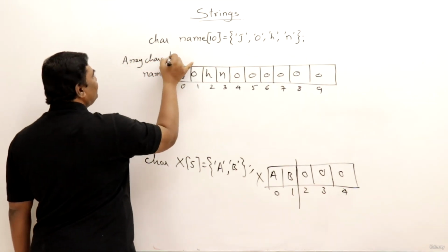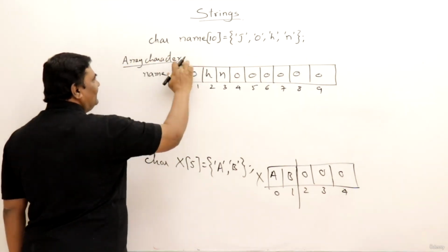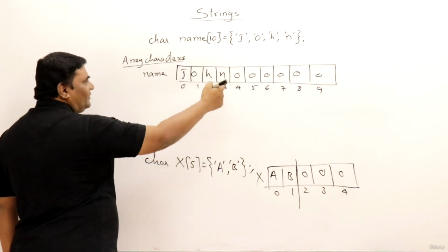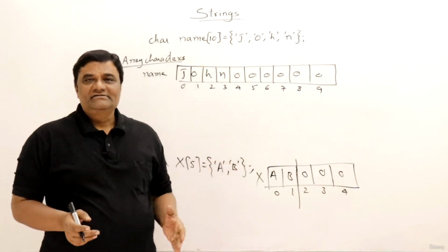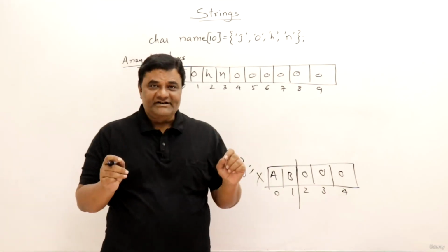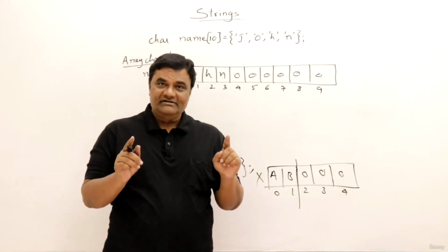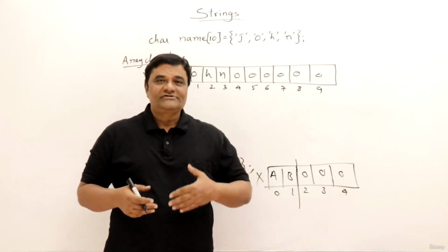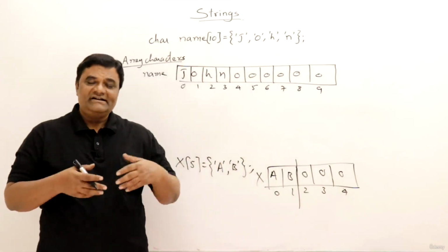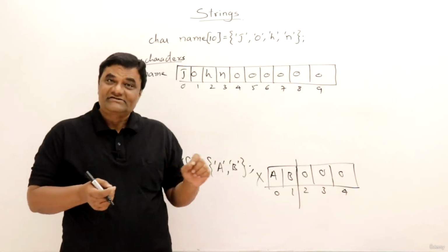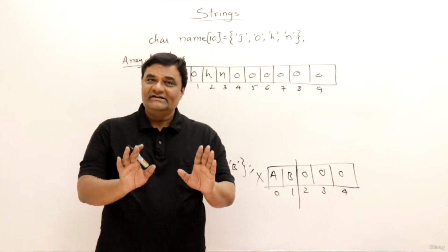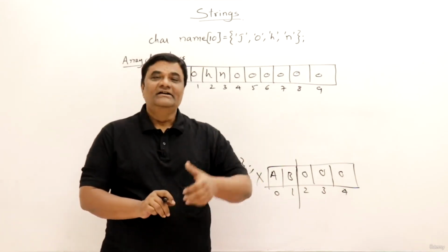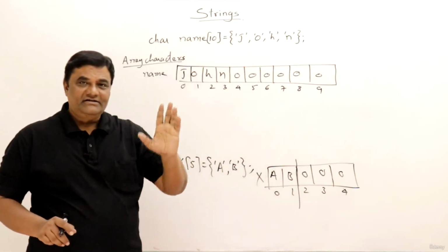Array of characters, right? So this is an array of characters having the name John. So an array of characters is nothing but a string, right? It's a string. For storing names, for storing words or sentences or paragraphs, we need a string, right? It is nothing but a set of characters. So a name is a string.